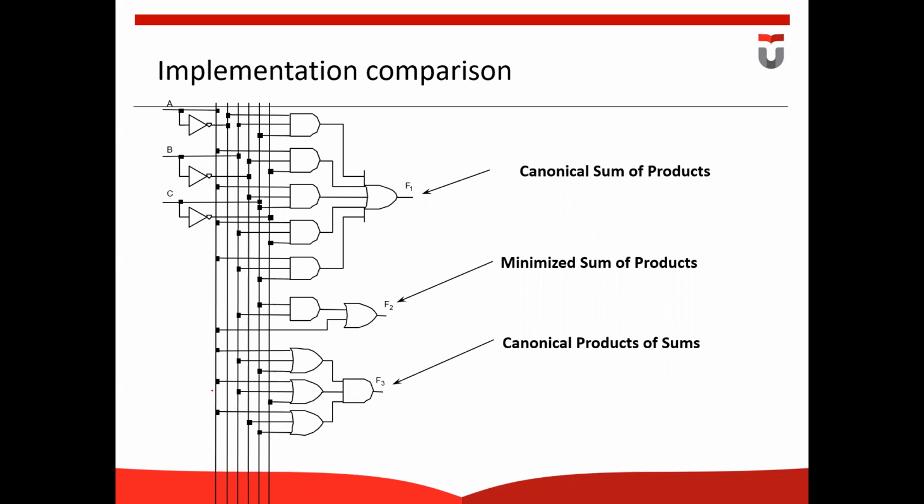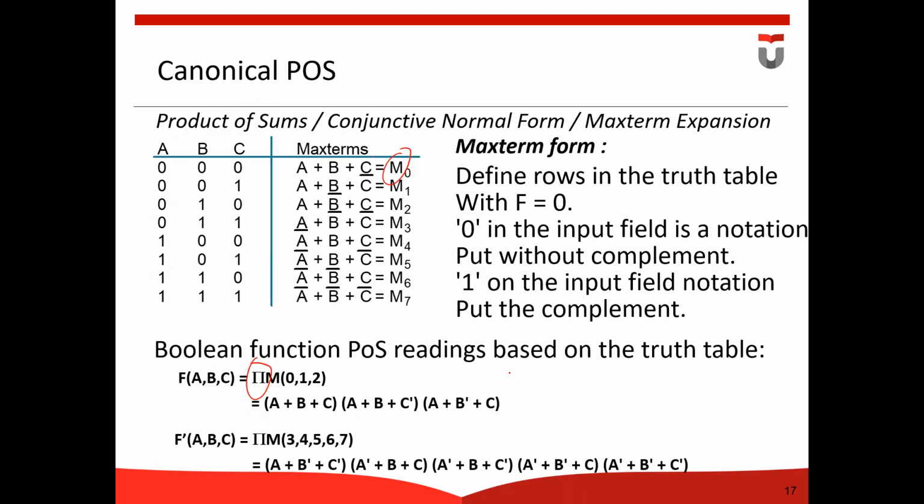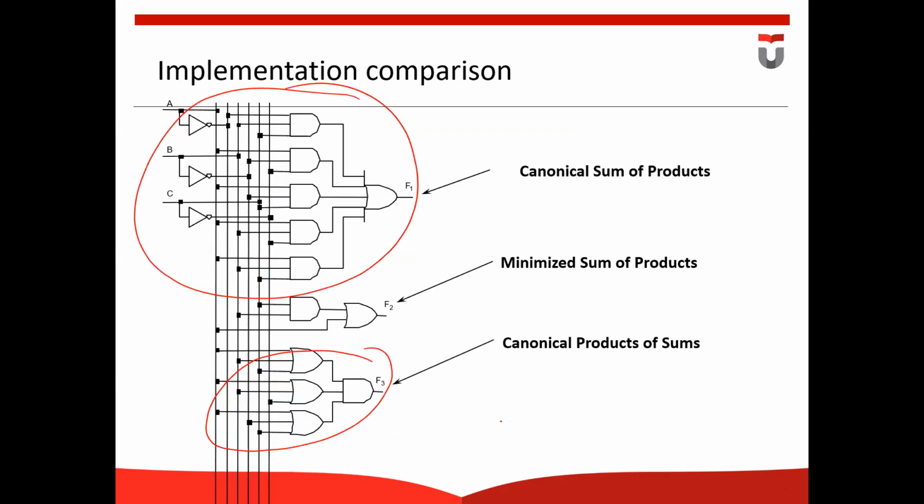Now, this is the implementation of the SOP and POS. This is the SOP, the canonic, without simplification. This is the POS implementation from here. And then this is the minimized SOP.